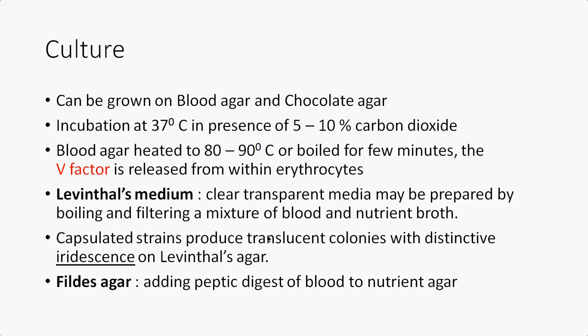Then, on to the culture, it can be grown on blood agar and chocolate agar. Yes, definitely, it's a Haemophilus, a blood loving organism, you need blood for the growth. Then incubation at 37 degrees Celsius in the presence of 5 to 10% carbon dioxide, which also has to be noted. The blood agar is not the regular blood agar but is heated to 80 to 90 degrees Celsius, or boiled for a few minutes. What happens is that the special growth factors required for its growth, the X and V factors, are released; particularly the V factor is released from the erythrocytes, which is good for the growth of this Haemophilus.